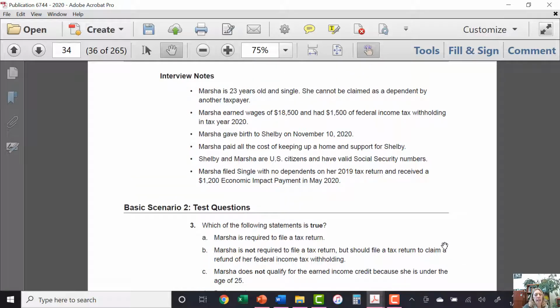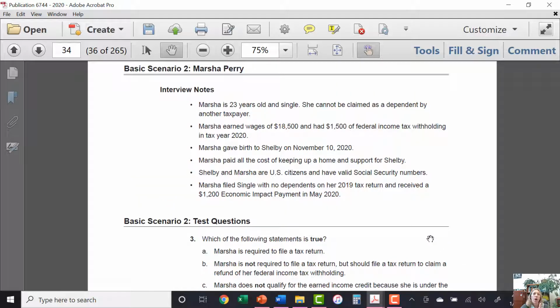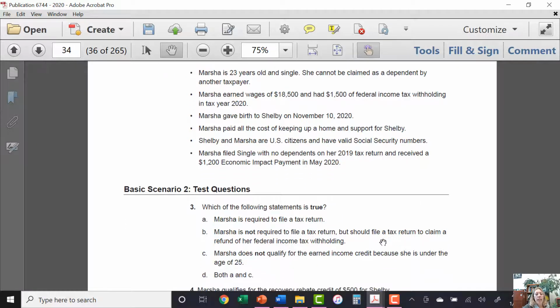Which of the following statements is true? Marsha is required to file a tax return. What we need to know is what is her filing status? She's single and she has a kiddo. That means she's something called head of household. So she is not required to file because the requirement for head of household filers that we saw is her standard deduction, and her standard deduction is $18,650. So the answer here, she's not required to file.